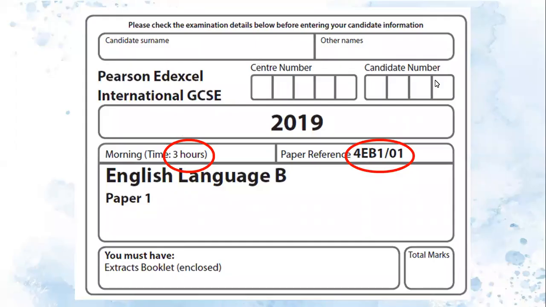Having a look at the very initial part of the paper, you can see that you are given 3 hours to answer the entire paper. And also you have the paper reference. The code number is 4EB1/01. However, in this video, I will be only focusing on Section A, for which you have to spend 1 hour. So let's move on.